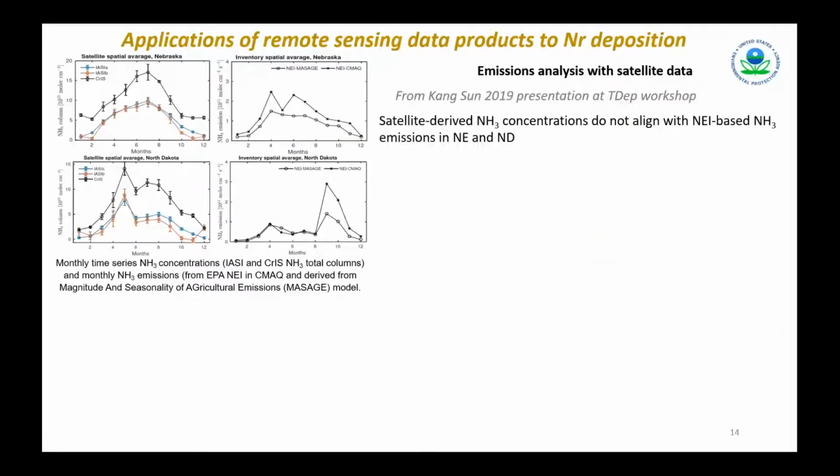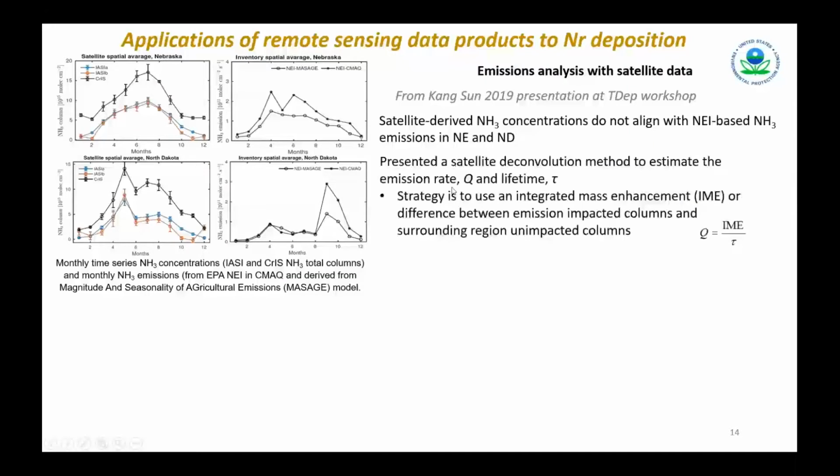So I thought that was an interesting approach. And then this is a highlight from Kang Sun's presentation at the TDep workshop. He showed satellite monthly average data for Nebraska and North Dakota. This is IASI and this is CrIS. You can see that these concentration profiles don't really line up very well with the NEI emissions for those states, and there might be some reasons for that in terms of uncertainty, but the mismatch is pretty striking.